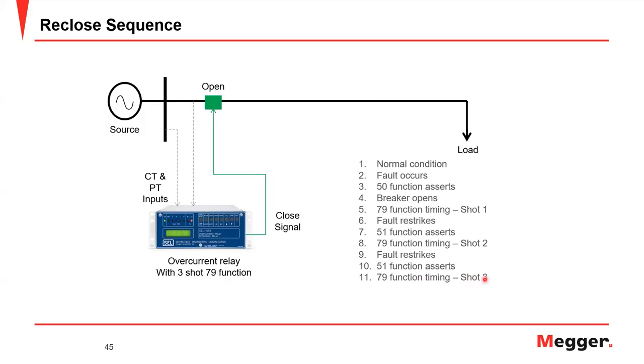So now we're timing towards shot 3, and this will be a little bit longer time. This may be up to 3 minutes, 5 minutes in some cases. It finally times out, breaker's closed again, restrikes, 51 function asserts. This time, however, it reaches lockout. As soon as the 51 function asserts, a trip signal is sent, the breaker comes open, and the whole thing is over. Pretty straightforward.